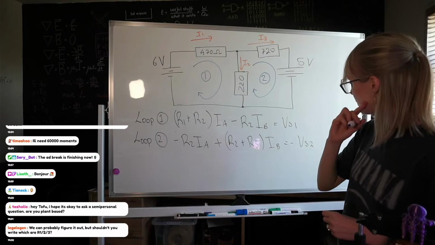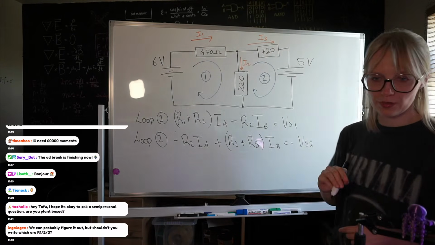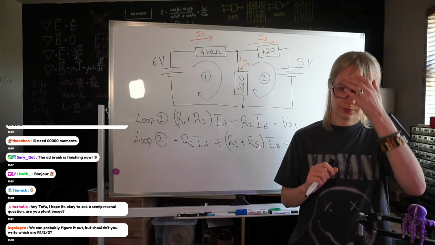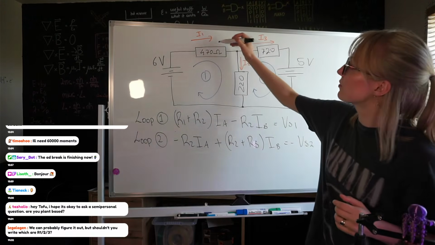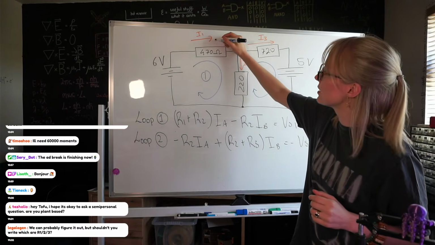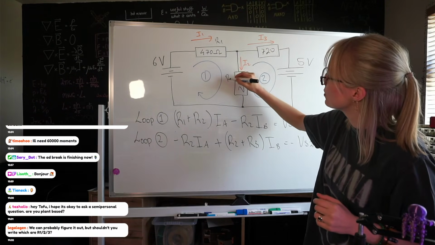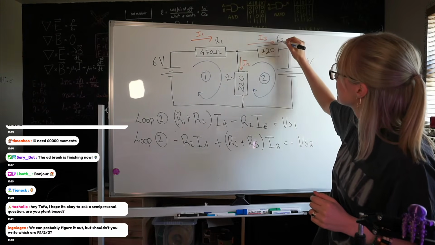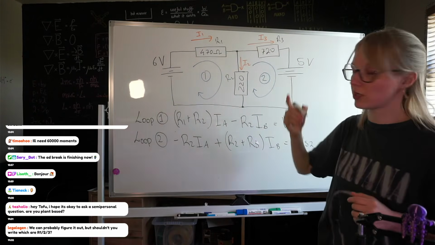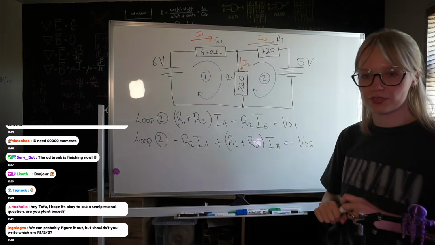Okay, loop 1, loop 2. There we go. Oh, that's a fair point. No, that is a fair point. This is R1, R2, R3. Based on the currents, I wrote out the currents accidentally but forgot to write out the resistors.